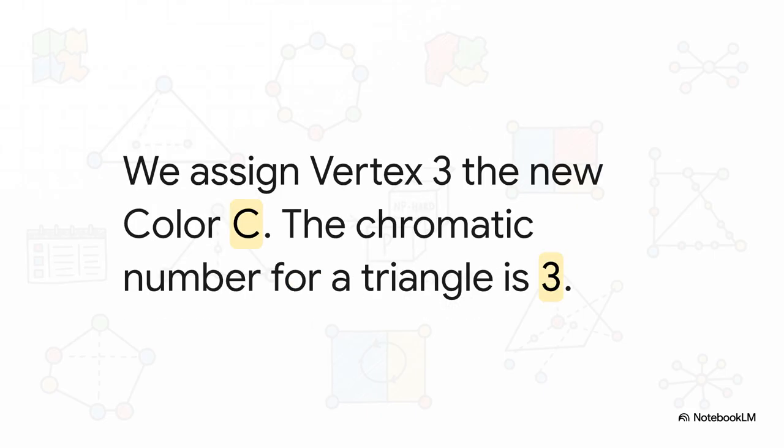So it has to backtrack. And in this case, that means opening up a new can of paint. It introduces a brand new color, color C. And voila, vertex 3 gets color C, the conflict is resolved, and the graph is colored. The algorithm has found a solution. And in the process, it proved that the chromatic number is 3. That's the core idea. Try something, and if you get stuck, go back and try something else.